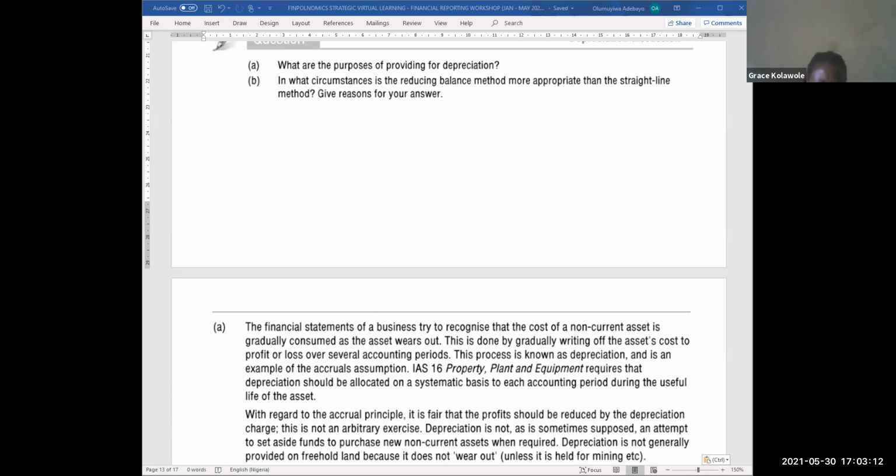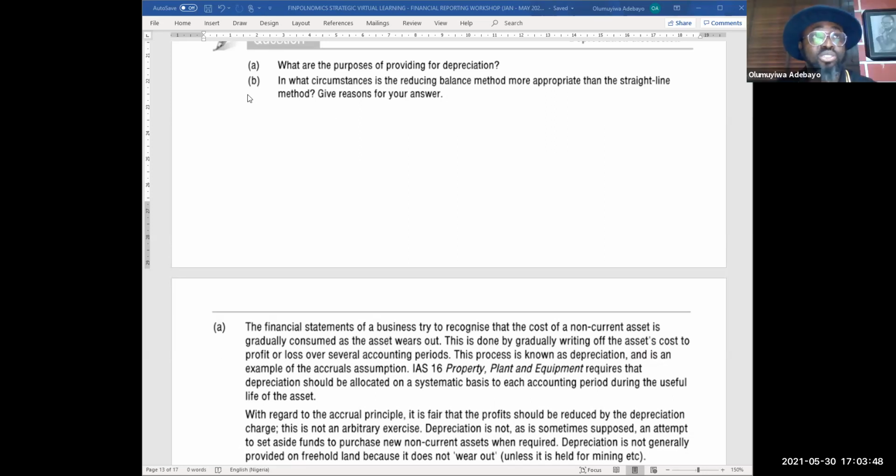Depreciation is not, as is sometimes supposed, an attempt to set aside funds to purchase new non-current assets when required. Depreciation is not generally provided on freehold land because it does not wear out unless it is held for minimum, etc. That's all, sir. That's all I can say.